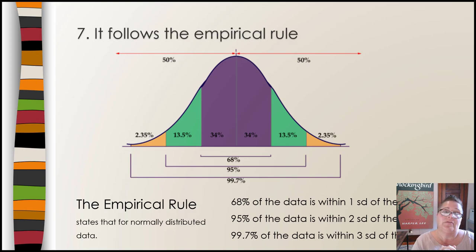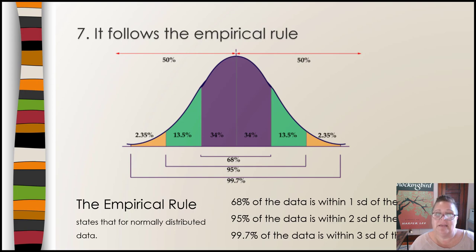And the third part of the empirical rule says that 99.7, not 100, because if it were 100, we could close it down, but we can't close it down. So 99.7% of all data is within 3 standard deviations of the mean. That is 3 standard deviations above and 3 standard deviations below.